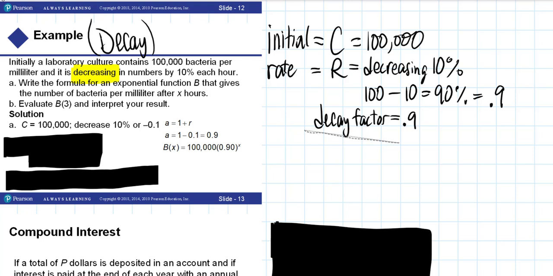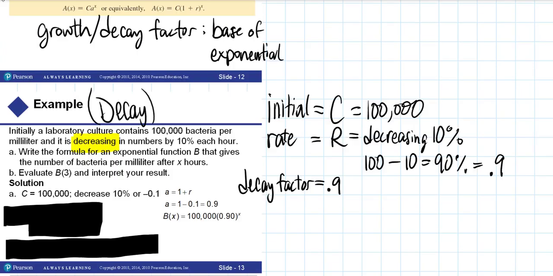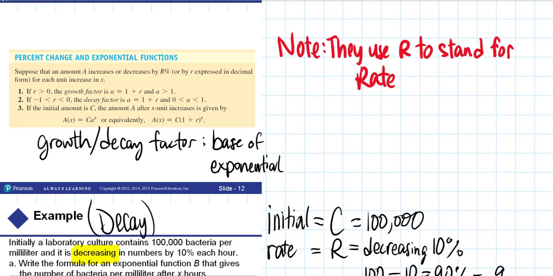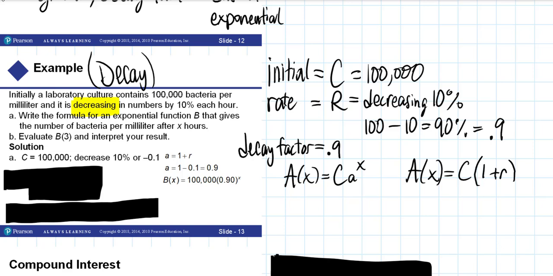Let me move that over a little bit, sorry. I tried to have this so that way we didn't have to do a lot of editing. And so you have all the things you need to plug into the general formula that they gave us here. A equals C A to the x, which we can write down. A of x equals C A to the x, or you can have it as, let me erase that part, sorry, A of x equals C times 1 plus R to the T.